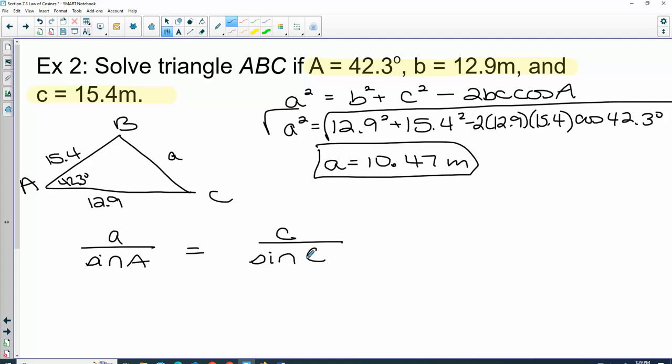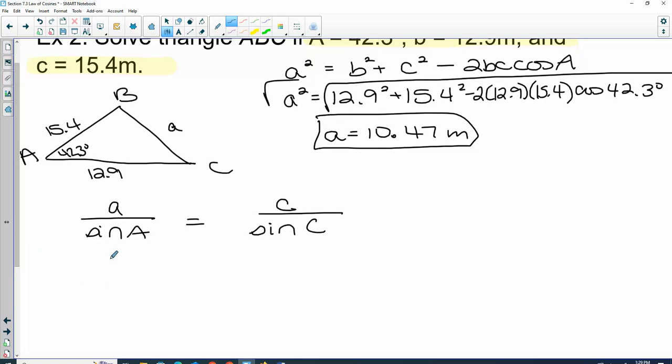And this would be a little bit easier because I know side C is the biggest side in my triangle, so angle C will have to be the biggest angle in my triangle. So it might make it easier, may not. You know, worst case scenario, you work it out and one of your triangles doesn't exist. But if I go with that, we have 10.47 with sine of 42.3 degrees equals 15.4 over the sine of angle C.